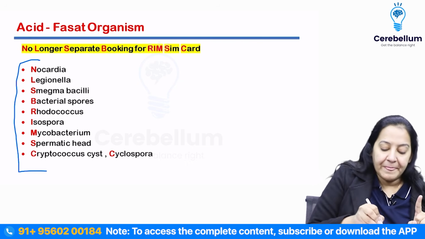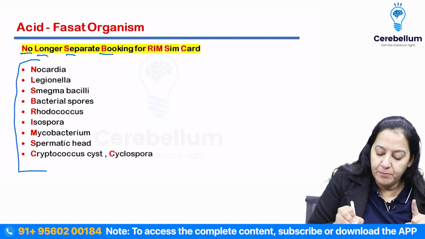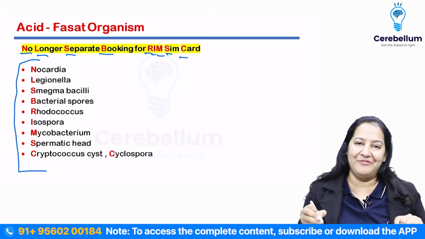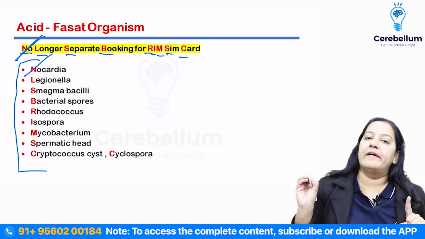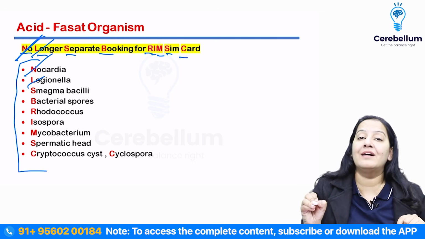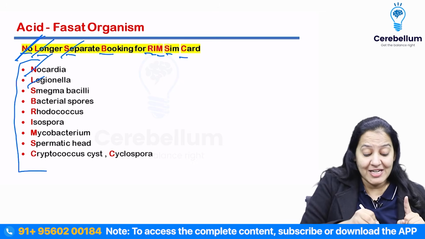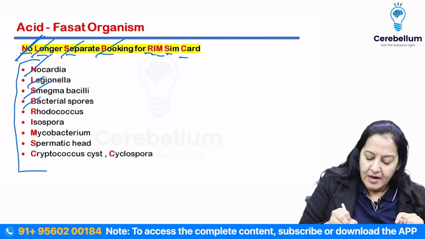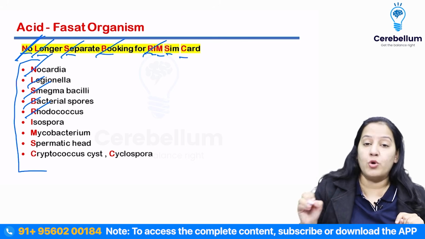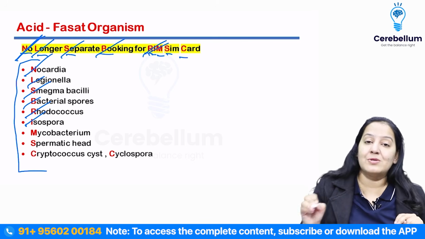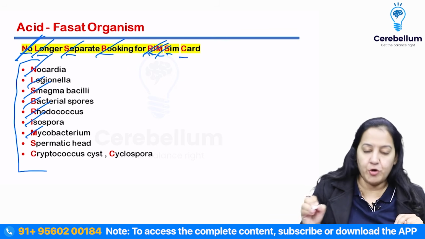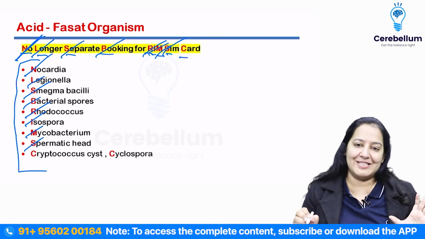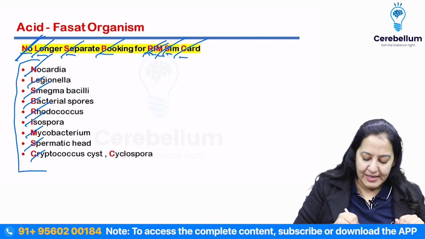So the mnemonic is: No longer separate booking RIM, R-I-M, SIM card, right? Let me tell you the full form. N stands for Nocardia. L stands for Legionella. S stands for Smegma bacilli. B stands for bacterial spores. R-I-M: R stands for Rhodococcus, I stands for Isospora, M stands for Mycobacterium. S stands for sperm, the human male sperm. And C stands for Cryptococcus and Cyclospora.